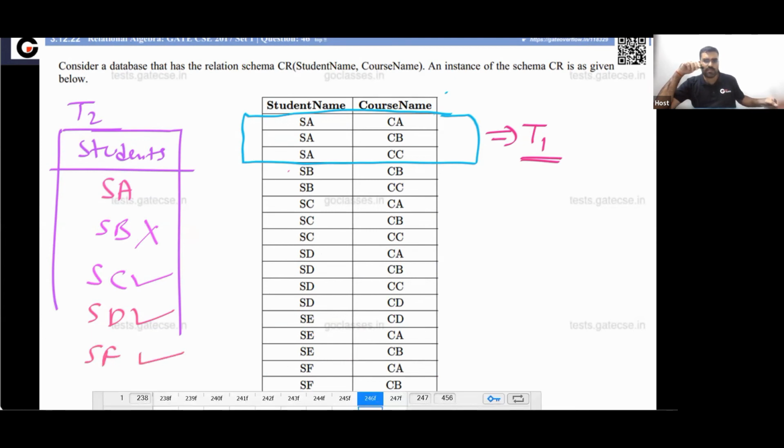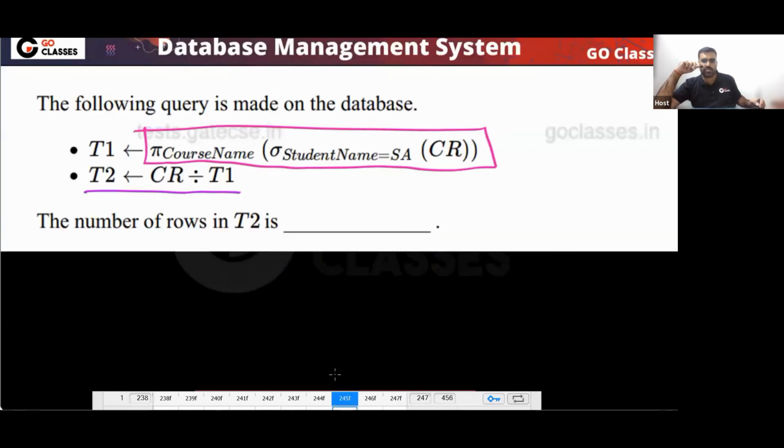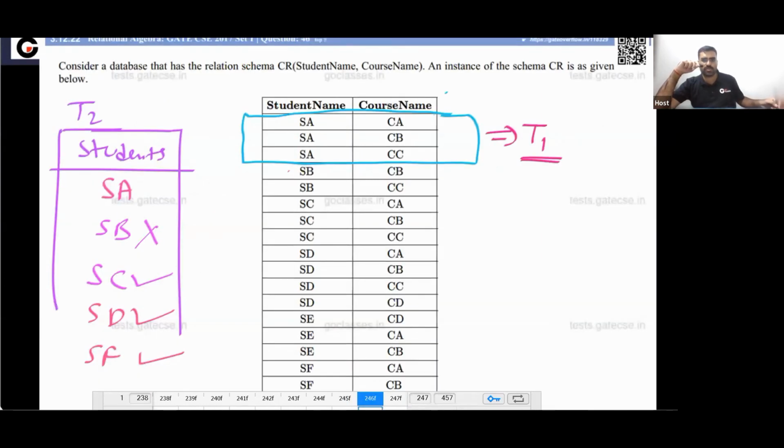So in T2 you will have what? In T2 you will have SA, SC, SD, SF. So you will have a total of 4 students. Number of rows in T2, that will be 4, because there will be a total of 4 rows.